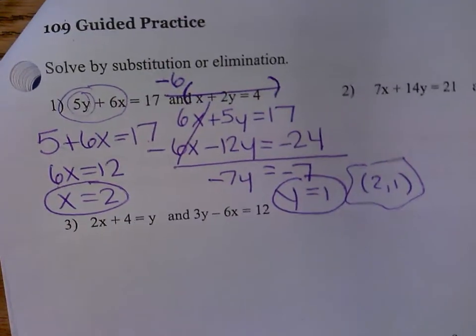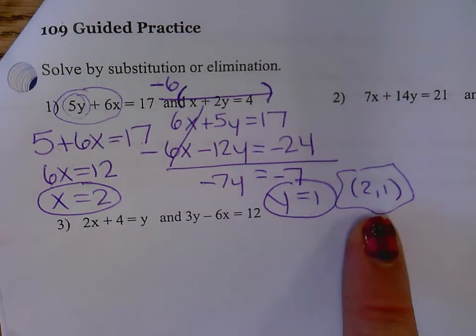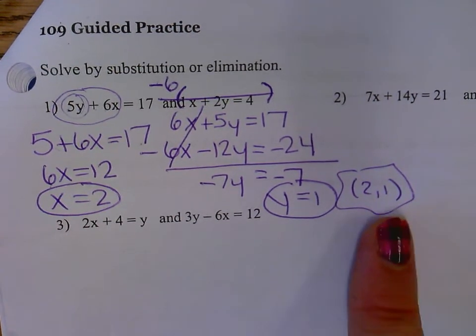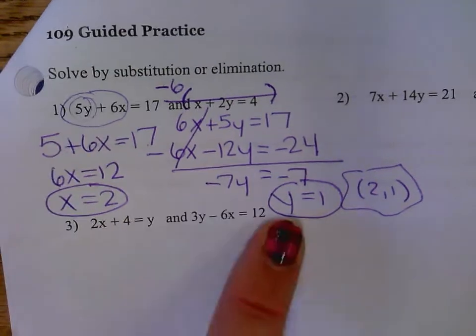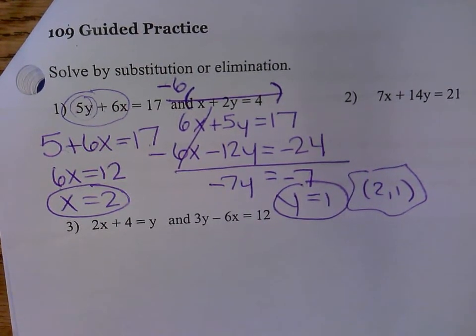I was noticing on the homework, some of you went through all of the work and you got x correct and you got y correct, and then you flip-flopped the x and the y in the coordinate. So double check at the end that your x comes first, like alphabetical order, 2, 1. If you put 1, 2 on the quiz on Friday, you're going to lose points. And I don't want you to lose points if you did all of the work correctly.